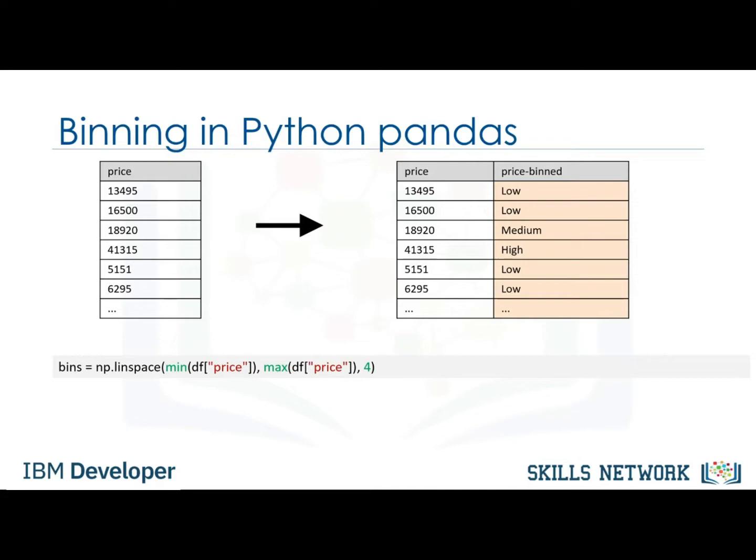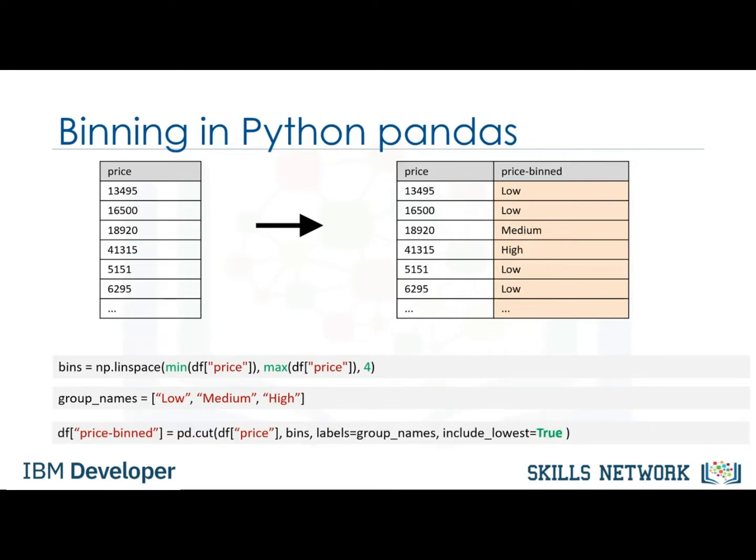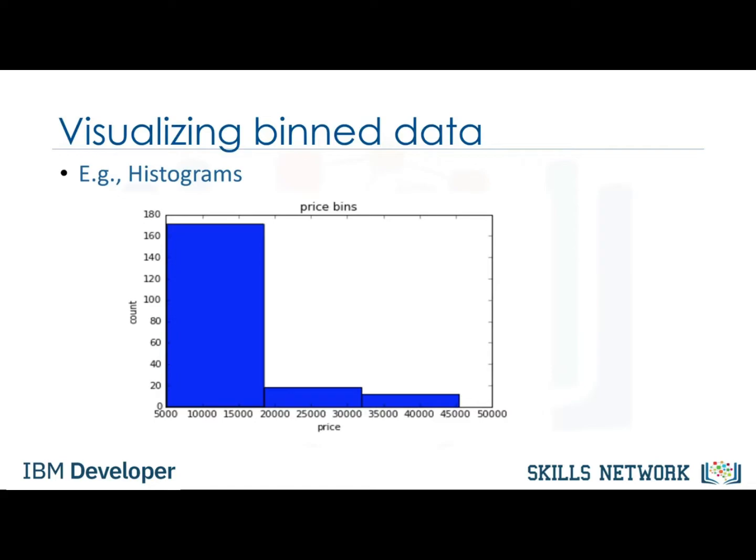First, we use the NumPy function linspace to return the array bins that contains 4 equally spaced numbers over the specified interval of the price. We create a list group_names that contains the different bin names. We use the pandas function cut to segment and sort the data values into bins. You can then use histograms to visualize the distribution of the data after they've been divided into bins.